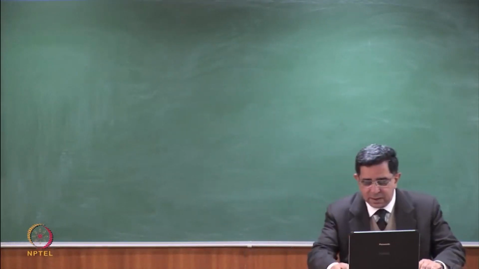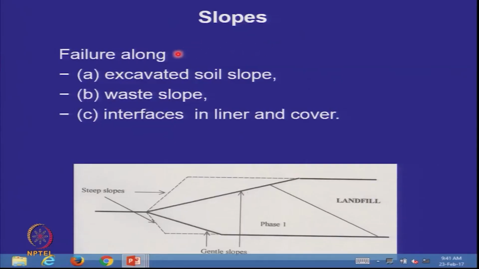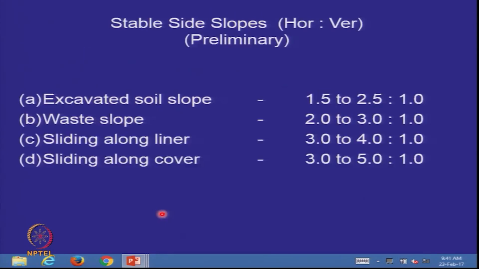So let's just briefly recap what we did last time. We said when we are discussing slopes, we have to look at failure along excavated soil slope, which is this one. Then we have to look at failure along the waste slope, which is this one. That is the temporary waste slope. And then we have to look at failure along interfaces in the liner, that means in this and in the cover. And the most critical one was that in the cover, it's going to be long-term stability issues.